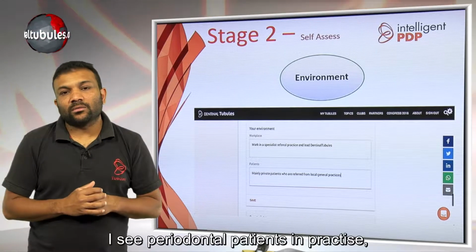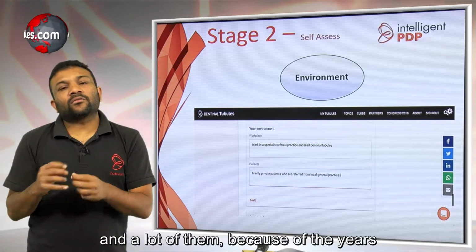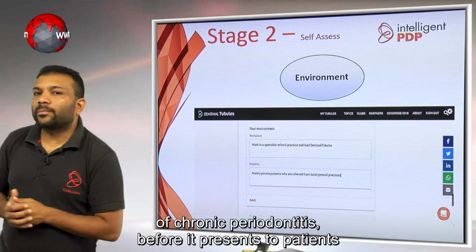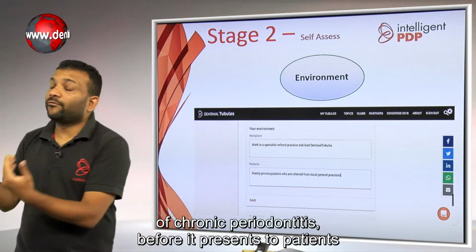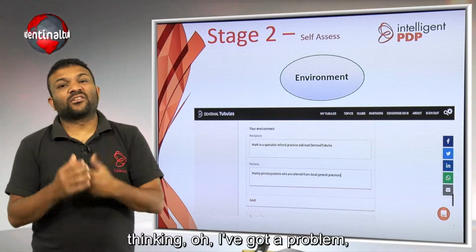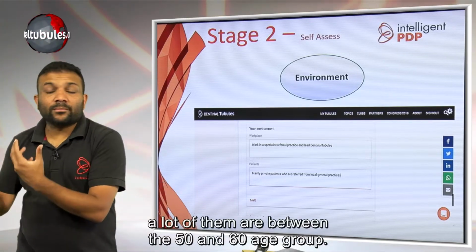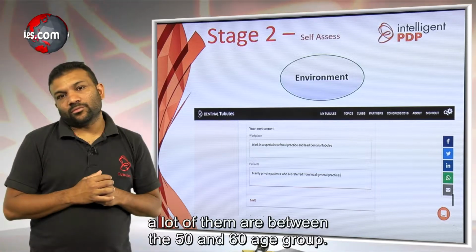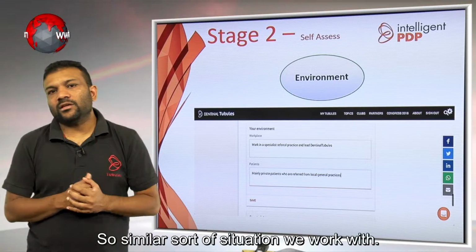I see periodontal patients in practice, and a lot of them, because of the years of chronic periodontitis before it presents and they think, oh, I've got a problem, are between the 50 and 60 age group. It's a similar sort of situation we work with.